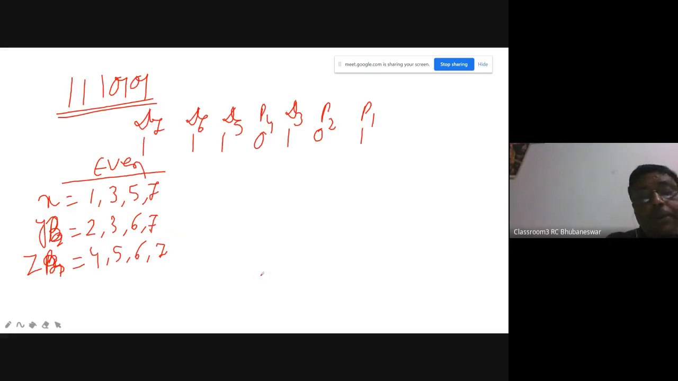Now you find out the value of X. 1, 3, 5, 7: 4 ones. So what is the value? As it is even, the value is 0. Understand? If it is even, the value is 0. If it is odd, the value is 1. Understand?